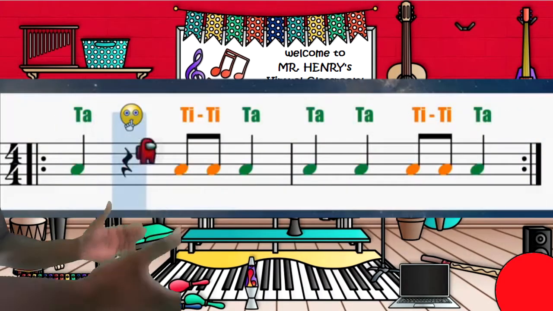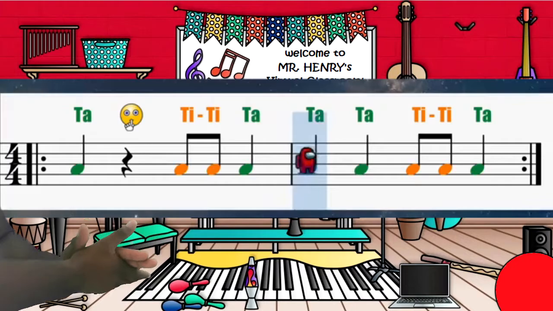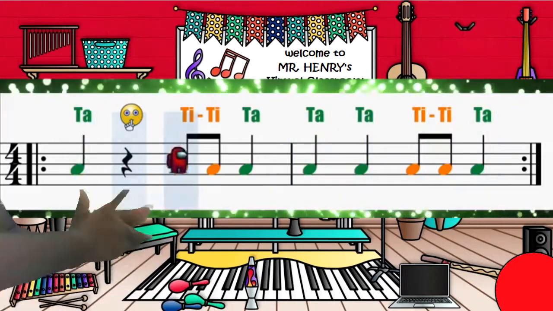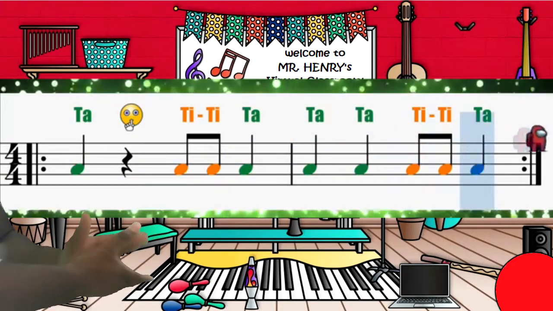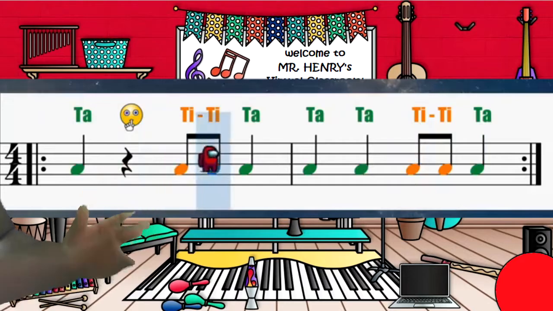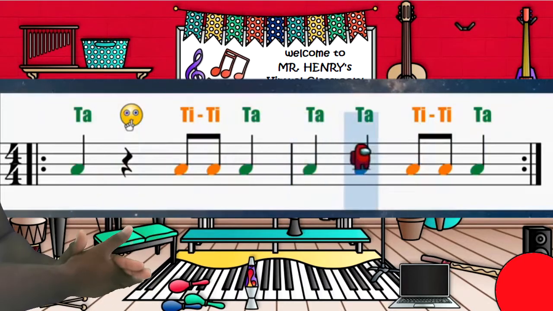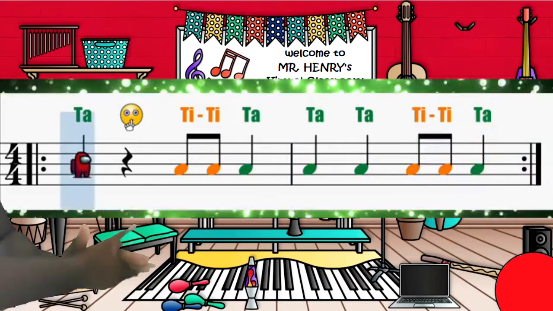Ta, tee tee ta, ta, ta, tee tee ta, ta, tee tee ta, ta, ta, tee tee ta, ta, tee tee ta, ta, ta, tee tee ta, ta.